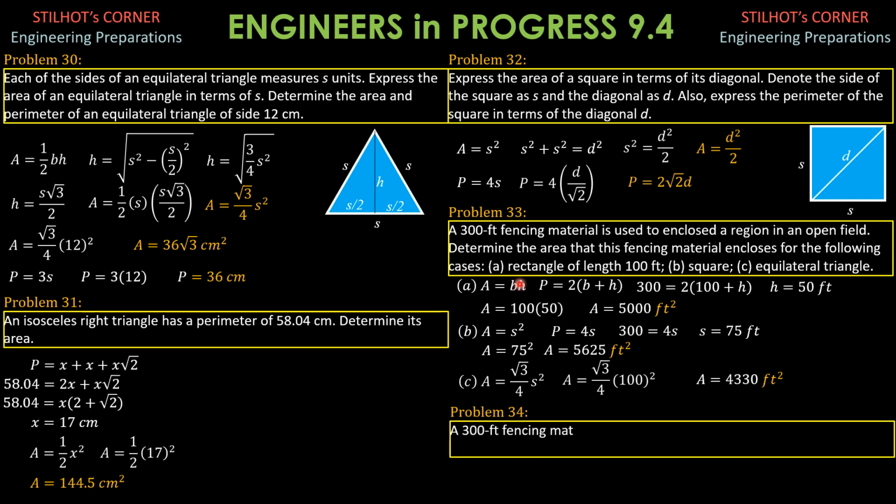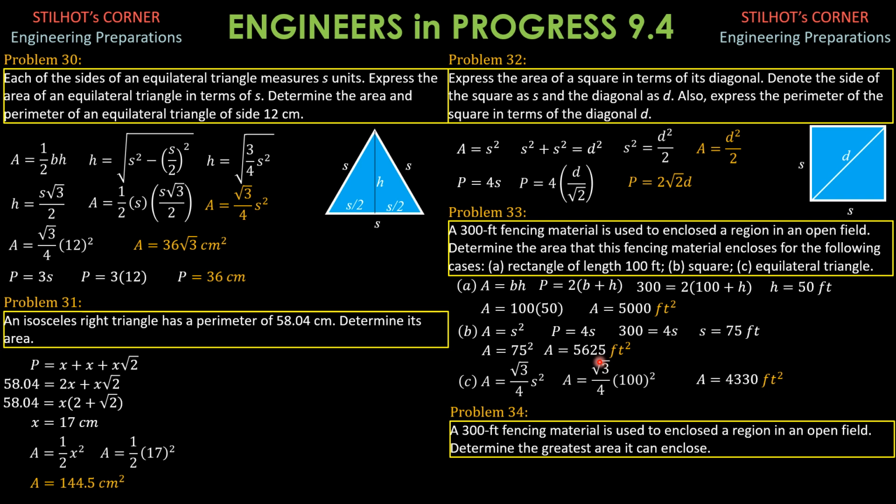Then the last problem, 34. Actually, it is supposedly a continuation, but I just make another problem, the last problem. A 300-foot fencing material is used to enclose a region in an open field. Determine the greatest area it can enclose. From the preceding experience, a square is the one that has the greater area: a square 5625 against the rectangle and equilateral triangle.